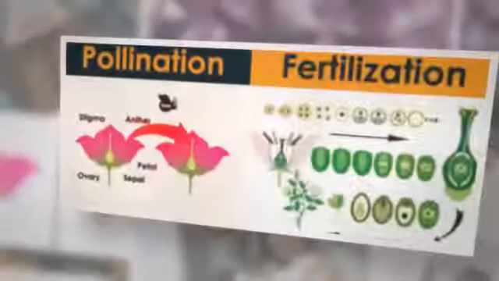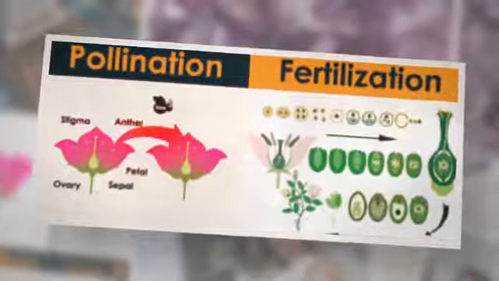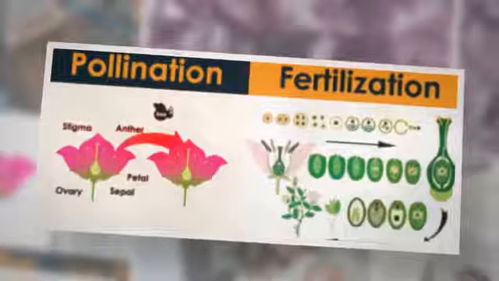The difference between pollination and fertilization is that pollination is simply the transfer of pollen grains from the male flower to the female flower, while fertilization is the unification of female and male reproductive cells, which gives rise to a new baby plant.